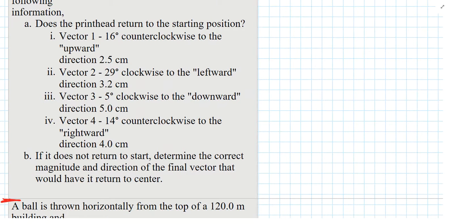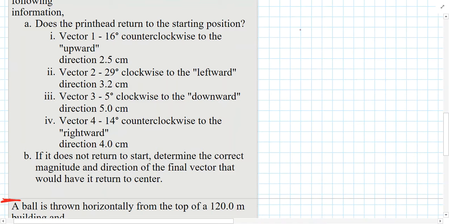So what I would like for you to do is to pause the video right now and try to draw these 4 vectors. They don't have to be perfect, but try to draw them in a representative fashion. The first arrow, first vector is 16 degrees counterclockwise to the upward direction. So what I mean by that is this: if we were facing upward and traveled counterclockwise, that would be in this direction, 16 degrees. Then we draw another angle clockwise to the leftward direction. So if we start leftward and travel clockwise, that's up in this direction.